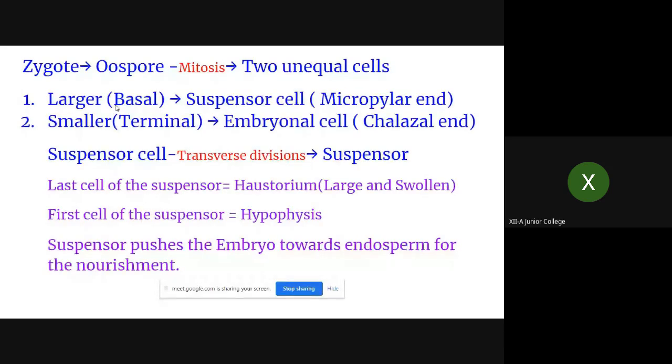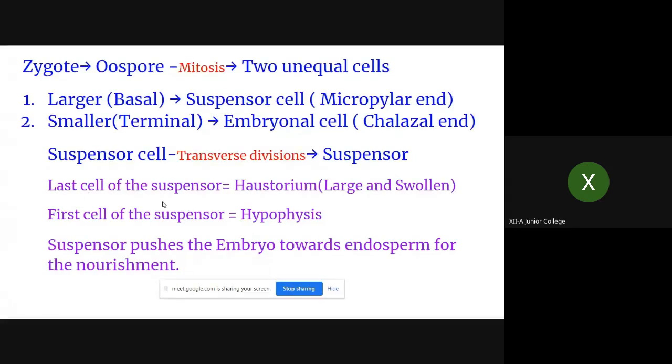First, talk about this larger cell, which is towards the micropylar end. This suspensor initial divides transversely, and a row of 6 to 10 cells is formed, and that is called the suspensor. Try to understand. The first larger cell towards the micropylar end, called the suspensor initial, divides transversely to form a row of 6 to 10 cells, and that is called the suspensor.